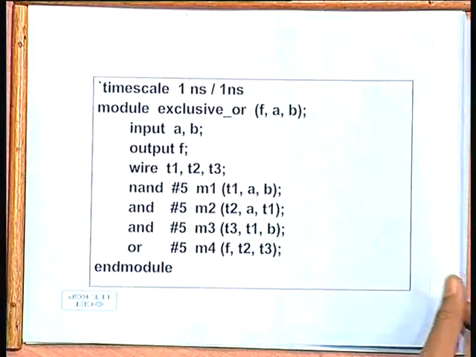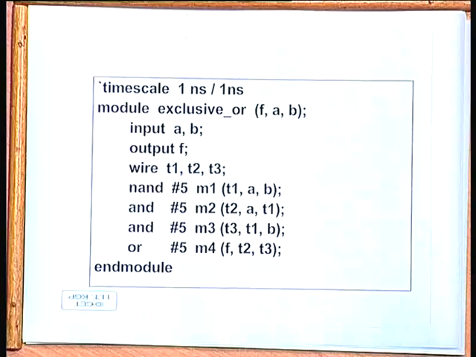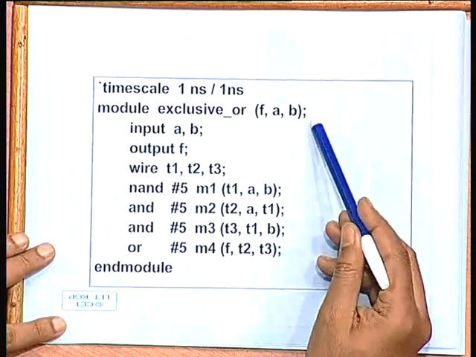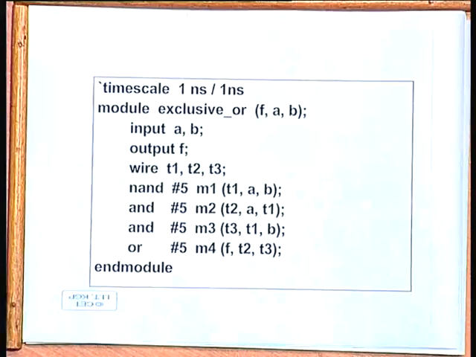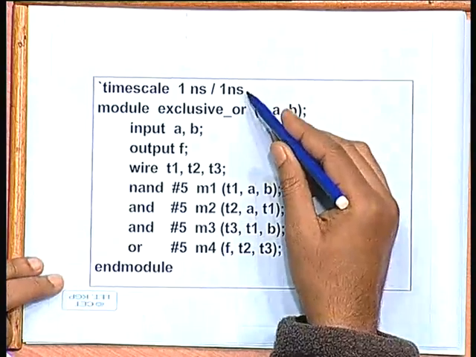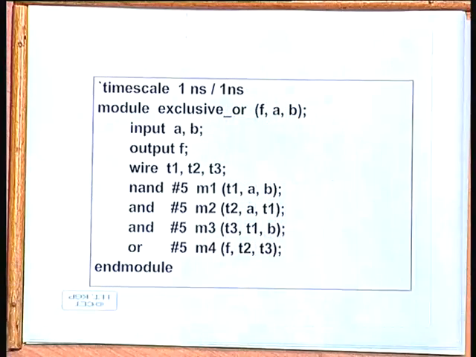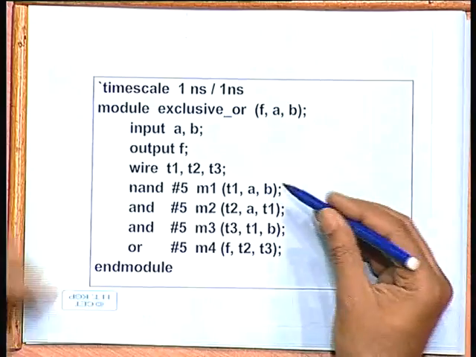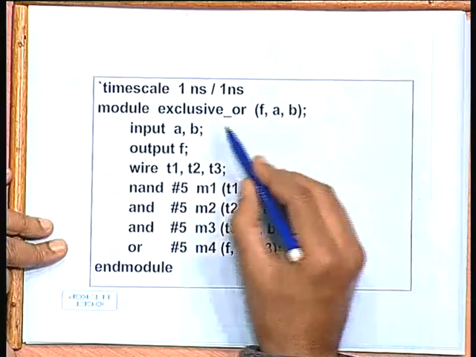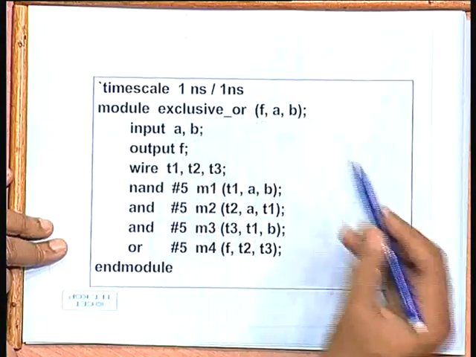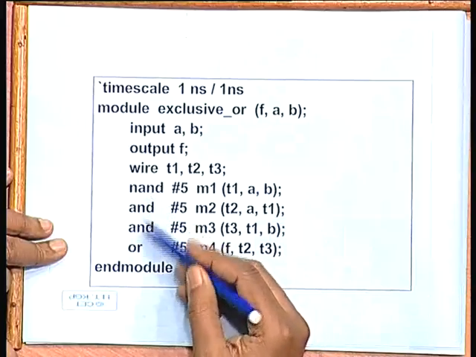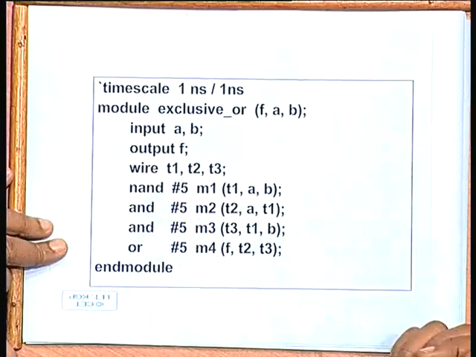Now let us give an example where you can specify these delays. This is a very simple example of a Verilog module. Just ignore the first line for the time being; I will come to this first line. This is a module which realizes the exclusive OR function as a connection of NAND and OR gates.